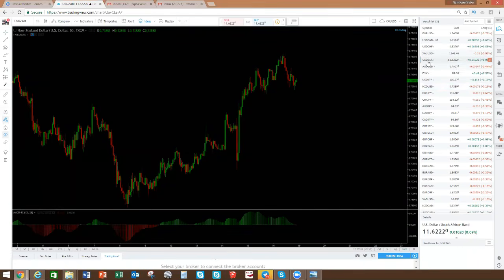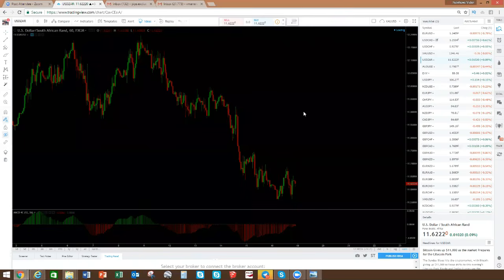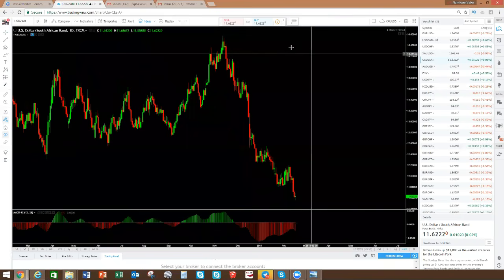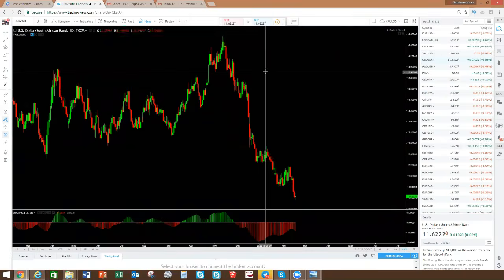ZAR. Let's go daily first. This one has been playing out nicely.